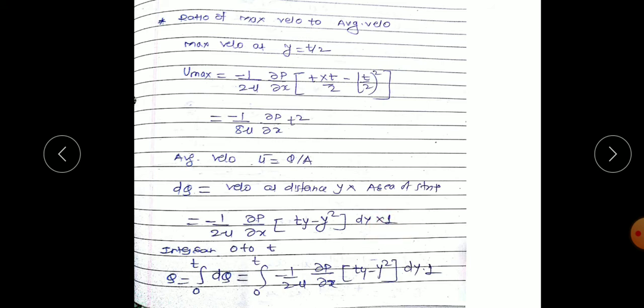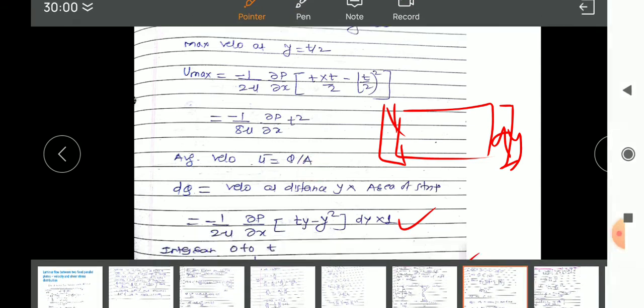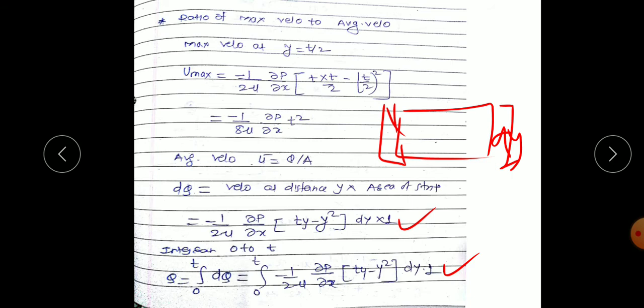So we can consider the fluid element ABCD. This is the y thick height in the y direction of the fluid element. Flow takes place in this, and the width is taken as 1. So we get dy into 1. Now integrating, we get q equals the integration of dq from 0 to t thickness, minus 1 by 2 mu delta p by delta x (ty minus y square).